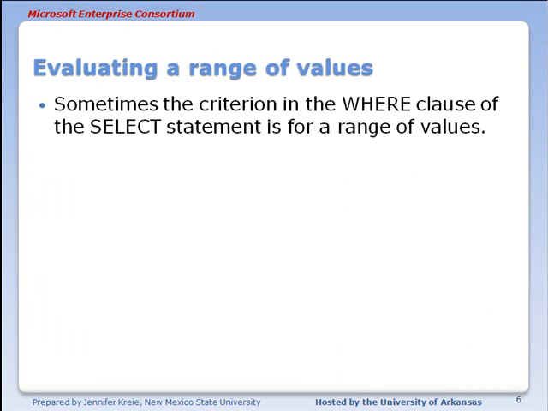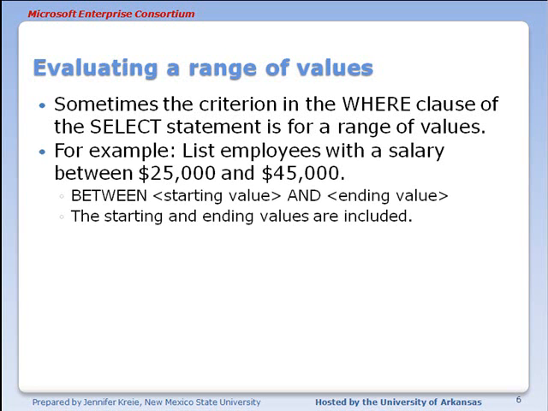We might also want to evaluate based on a range of values, not just equal 3 or equal 20. So to look at a range of values, we might want to look at a list of employees with a salary between $25,000 and $45,000. We do this with the reserved word between, and you list the starting value and list an ending value. The starting value and the ending value are included, so they're part of the range of values that you check for.